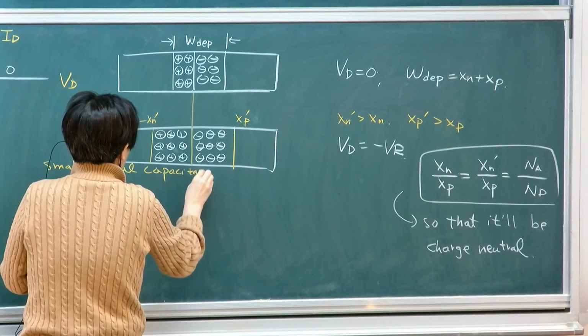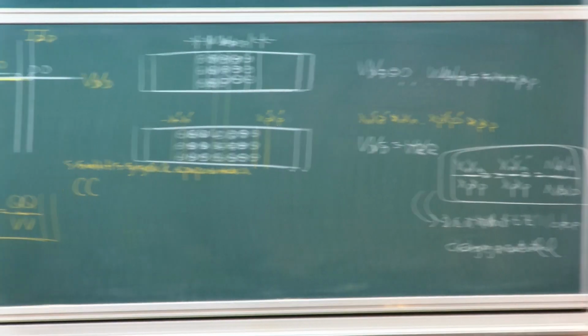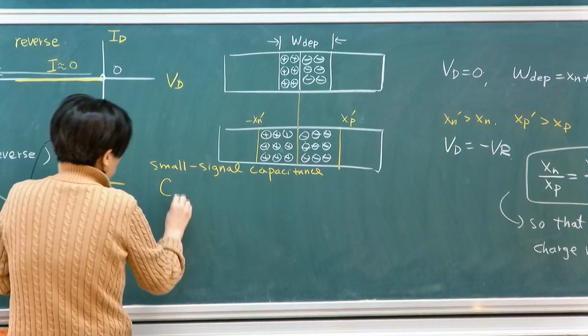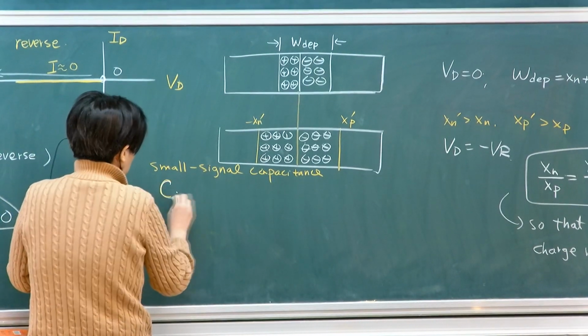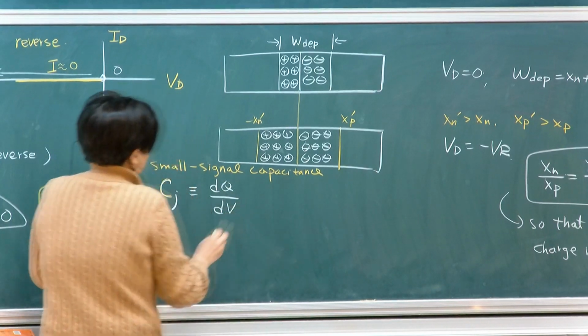We know that for large signal capacitance, the typical capacitance is Q over V. That's the total amount of charge. But in most of these devices, because it's a nonlinear capacitance, the amount of charge actually increases with potential not linearly. So we typically will look at something called the small signal capacitance, which is junction capacitance, defined as dQ/dV.